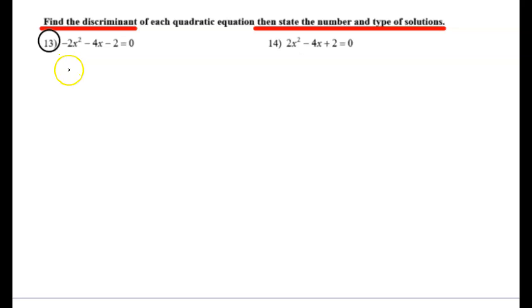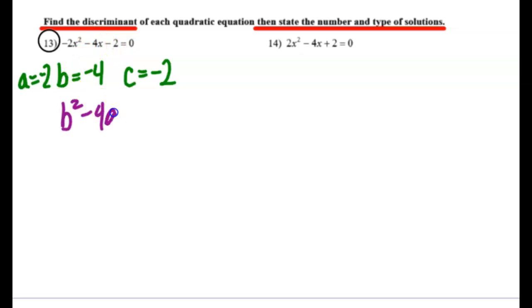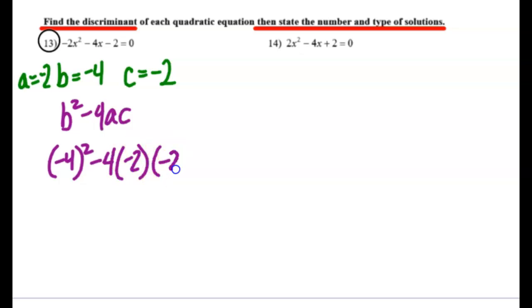Number 13. This is a gross one, but right now, A is negative 2, B is negative 4, and C is negative 2. Everybody okay with that? So we would write down the discriminant is, all you want is b squared minus 4ac. You're not going to do anything else. So you do negative 4 squared minus 4 times a times c. Whew. Can we put that in our calculator?